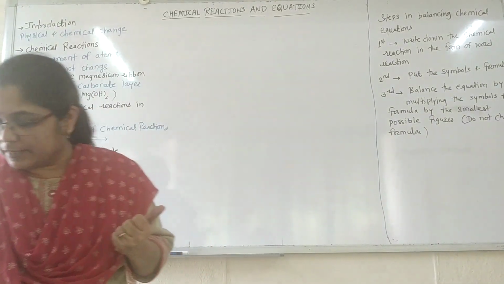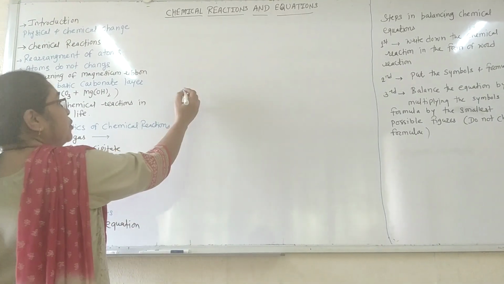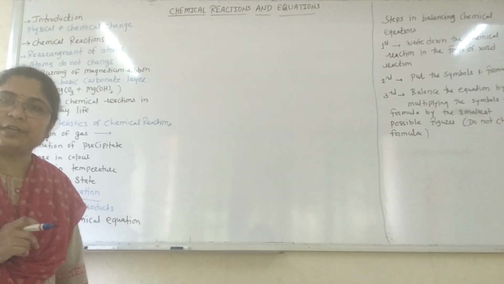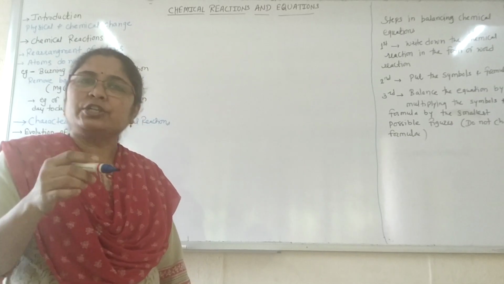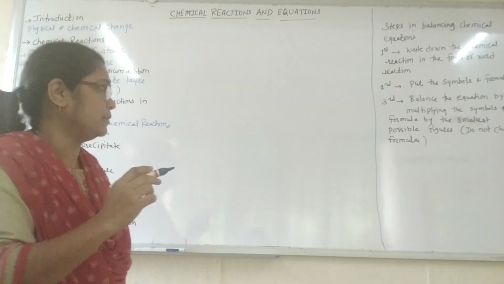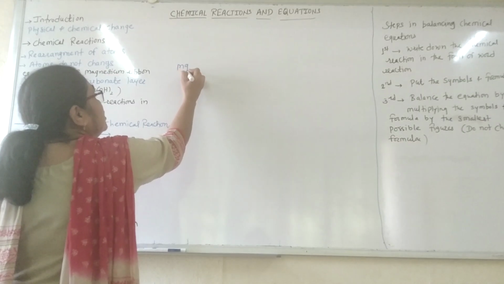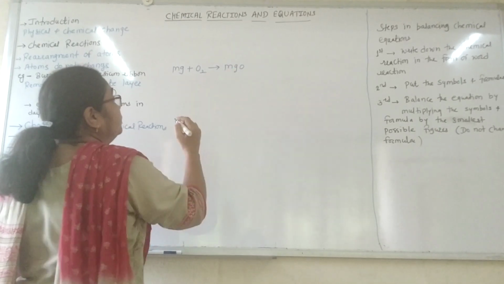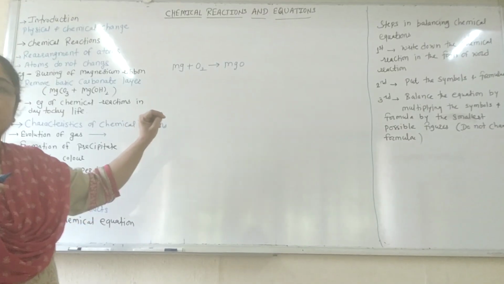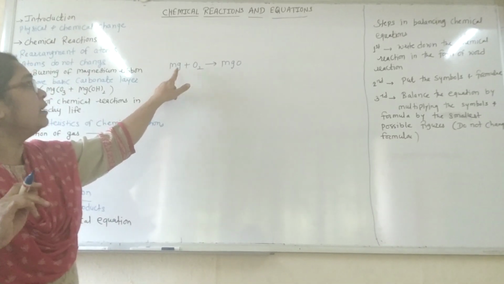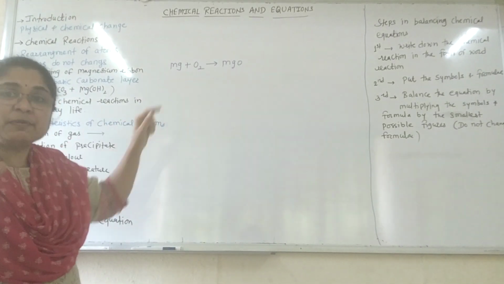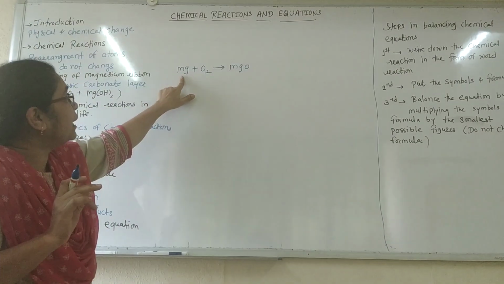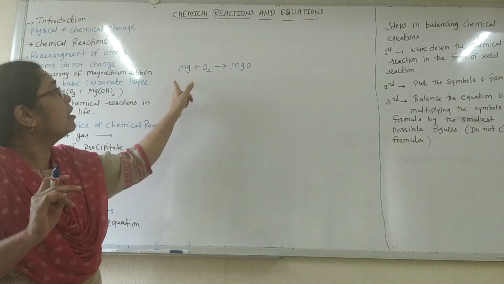There is no change in the atoms of a specific element. What does it mean? Let's see. Take an example of magnesium ribbon. When we burn magnesium ribbon in the laboratory, magnesium starts burning in presence of oxygen to form magnesium oxide. During this process, I am explaining the rearrangement of atoms. See, the atom of magnesium and the atom of oxygen combine together.